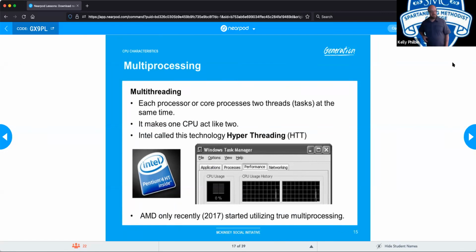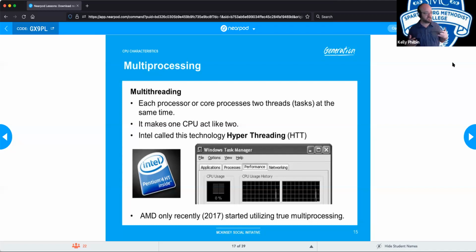Multi-threading essentially means that each core in your processor can process 2 threads at the same time. Typically, they could only do 1. They figured out a way to make it so that they could actually do 2 at the same time. So it makes one CPU act like it is 2 CPUs.